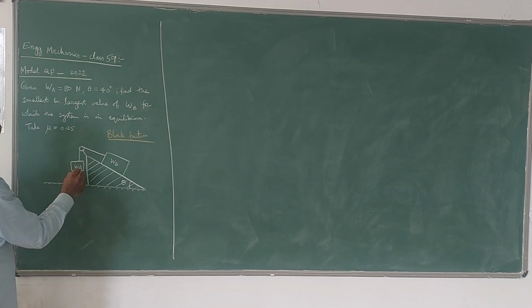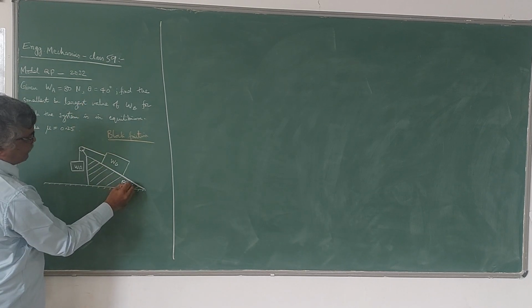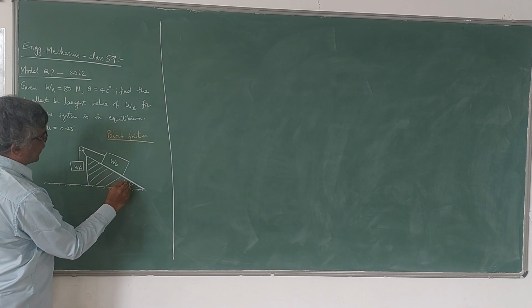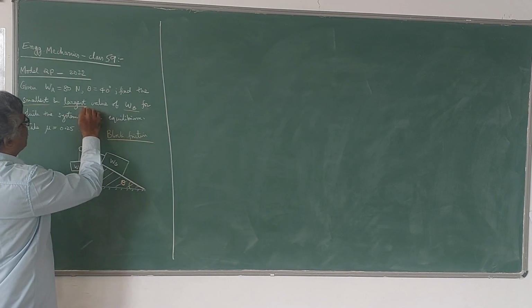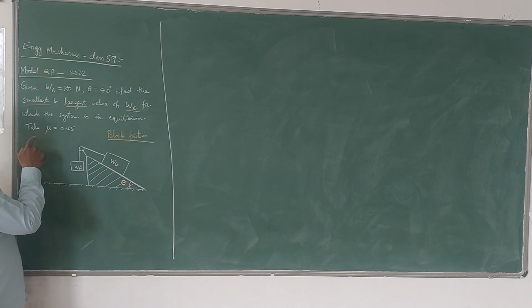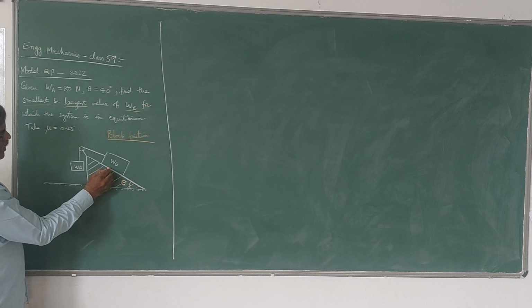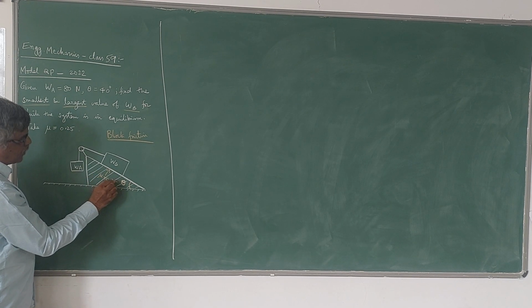So the problem is like this. Given weight of block A, that is WA, as 80 Newton, and angle of inclination of the plane theta as 40 degrees. Find the smallest and largest value of WB, the weight of the block B, for which the system is in equilibrium. Take mu equal to 0.25 here. So this is the contact point, and here we have to take mu as 0.25.